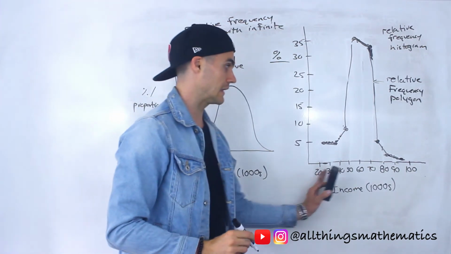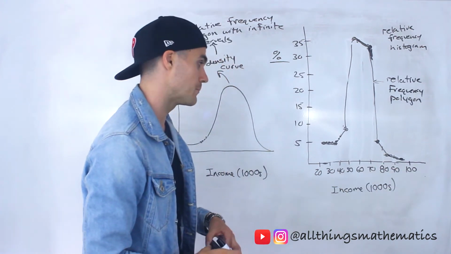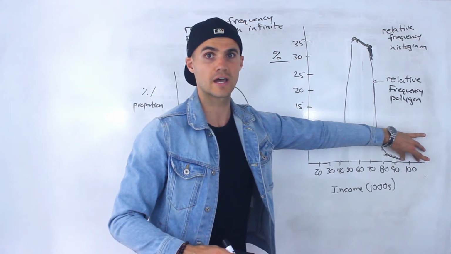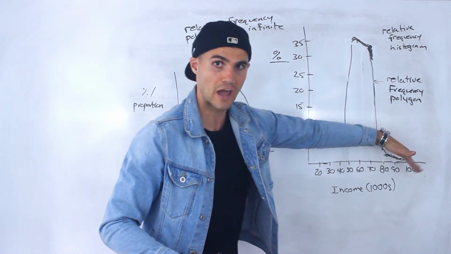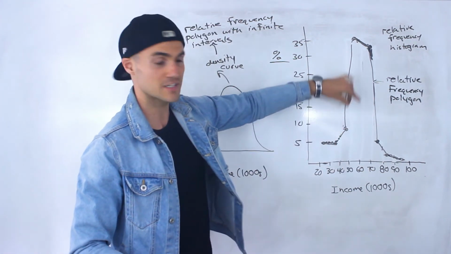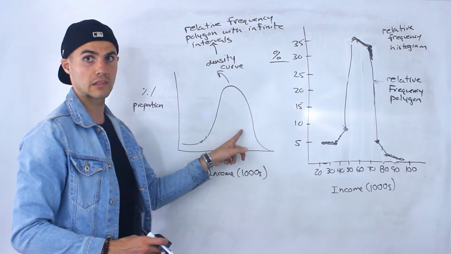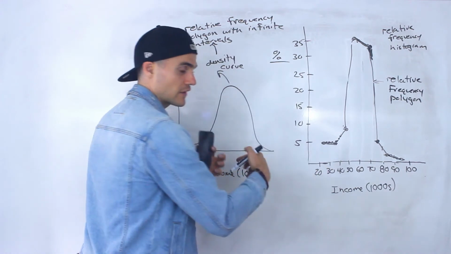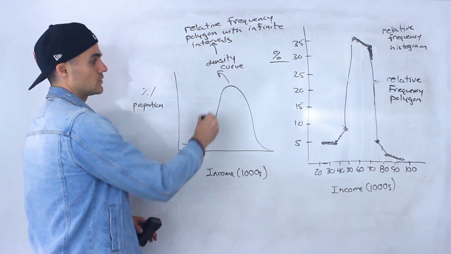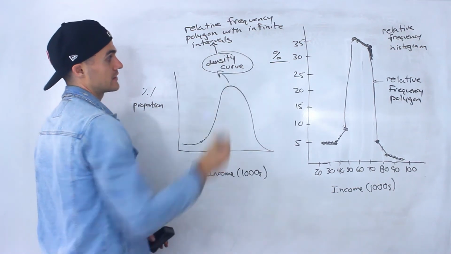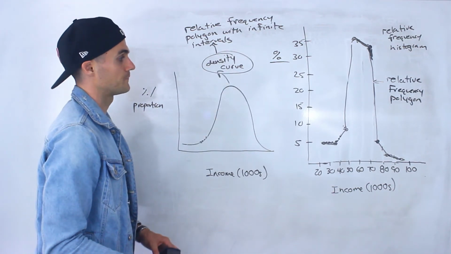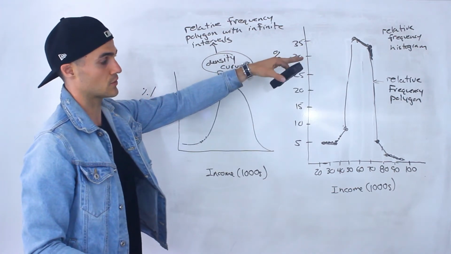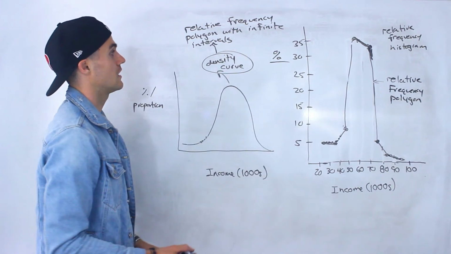So if instead of going up by 10,000s, imagine we were going up by tens, all the way from 20,000 to 100,000. You can imagine how many intervals we would have, how many dots we would have to connect, and it would start looking more like a curve. And so as that number of intervals goes to infinity, you get a smooth curve, and that's what a density curve is. So that's how a density curve comes about, right? It's basically coming from a relative frequency polygon or a relative frequency histogram with an infinite amount of intervals.